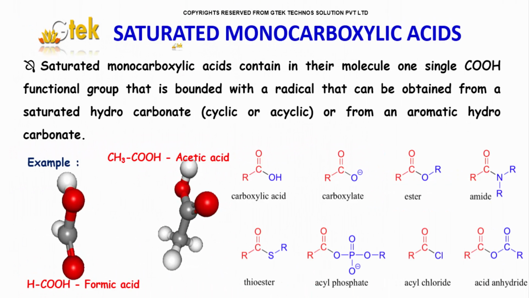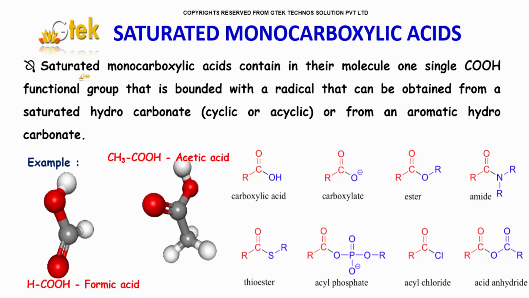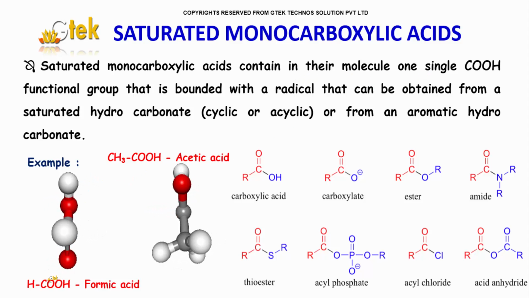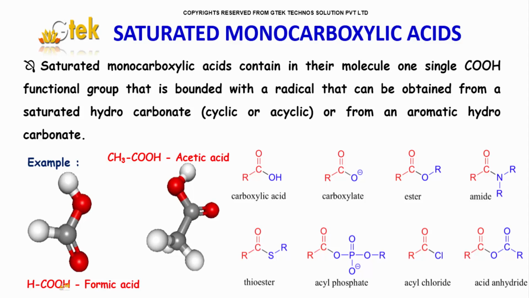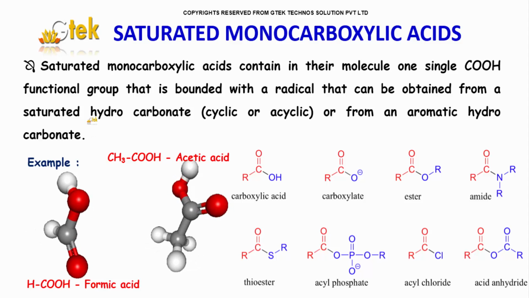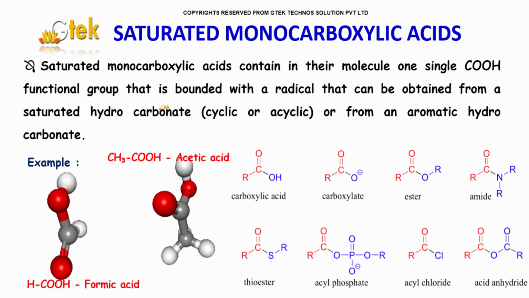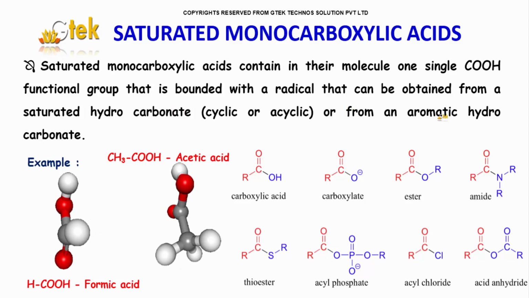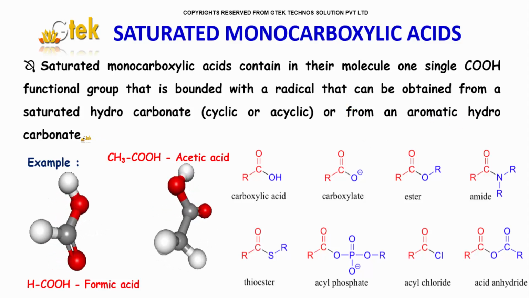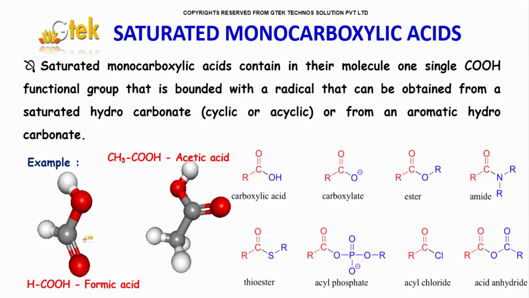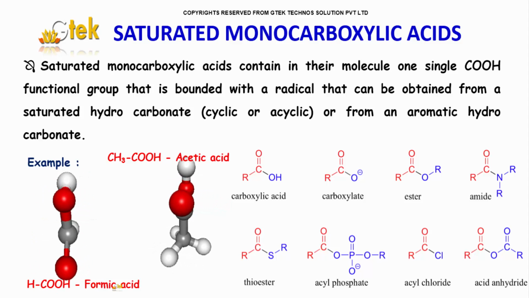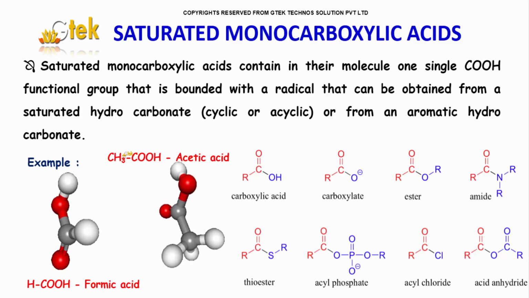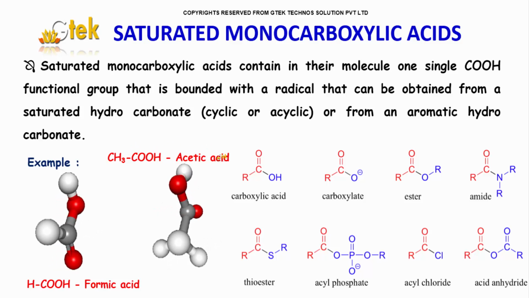Now let's talk about the saturated monocarboxylic acids. Saturated monocarboxylic acids contain in the molecule a single COOH group that is bonded with a radical that can be obtained from a saturated hydrocarbon or from an aromatic hydrocarbon. Here is a typical example of a saturated monocarboxylic acid, formic acid, HCOOH, and this one is ethanoic acid or acetic acid.